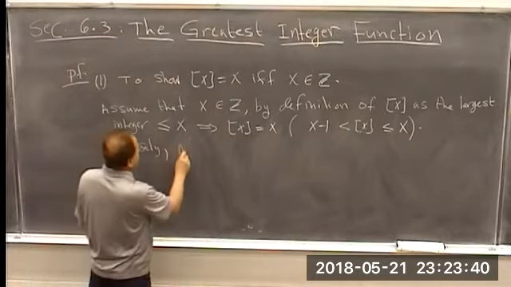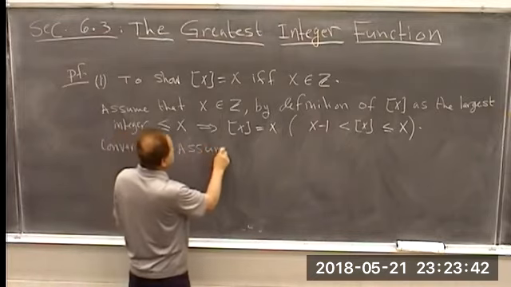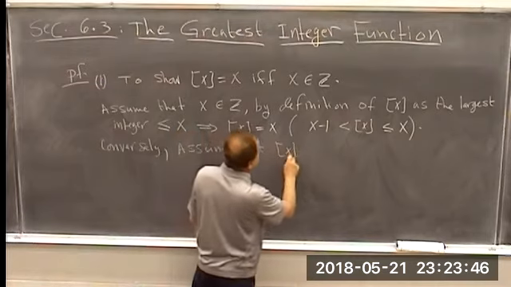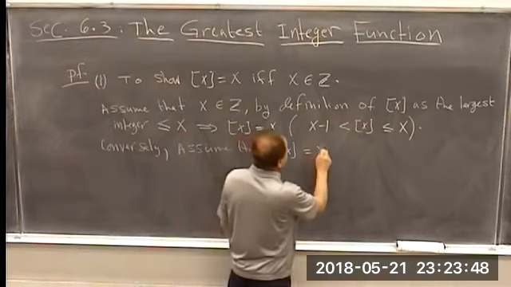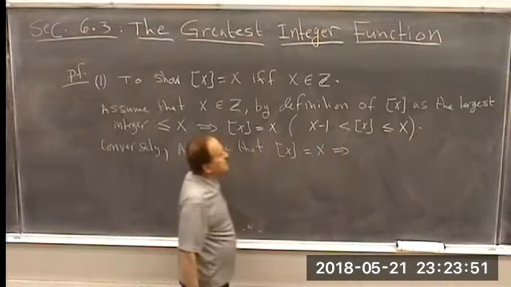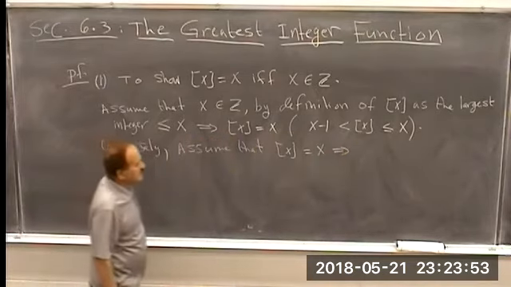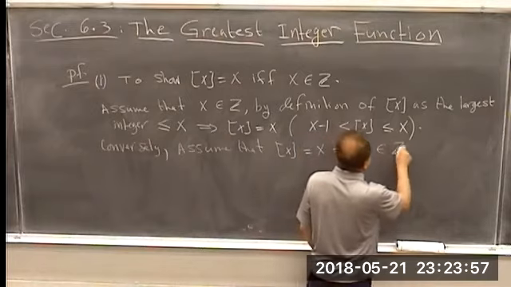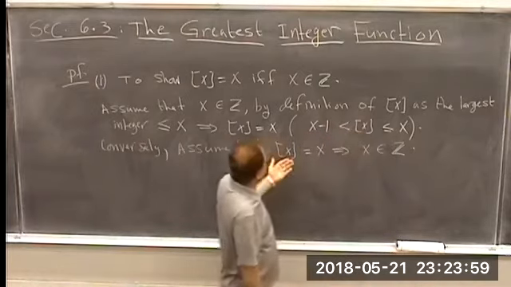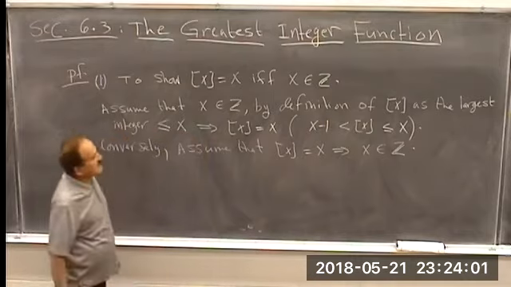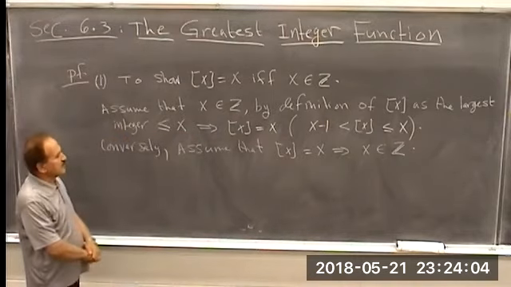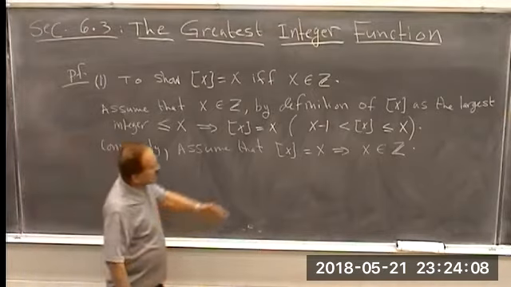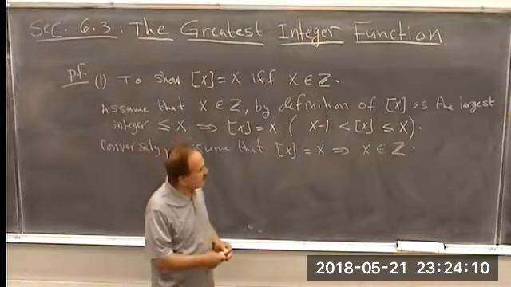Now, conversely, let's assume that bracket x is equal to x. Again, this implies that x must be an integer, just by the nature of defining the bracket as the greatest integer less than or equal to x. There is nothing to this.